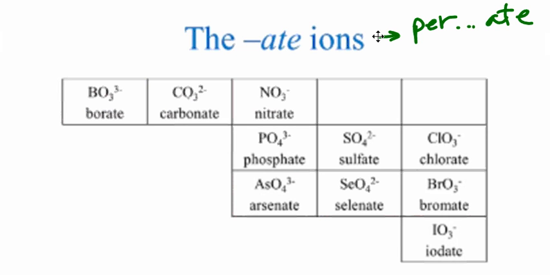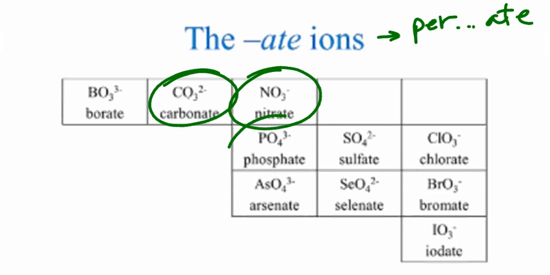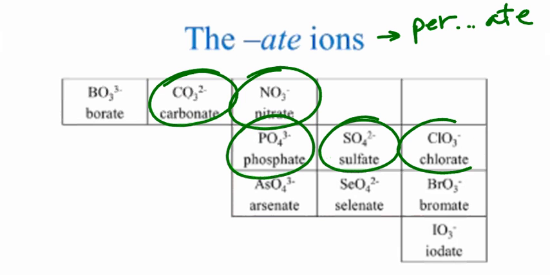Now with -ite, if you remember, going from -ate to -ite was removing 1 oxygen. If I went from -ate to hypo-ite, that was removing 2 oxygens. Now in this case, with per-ate, we're adding oxygens. Again, I'm mainly focusing on these: carbonate, nitrate, phosphate, sulfate, chlorate.